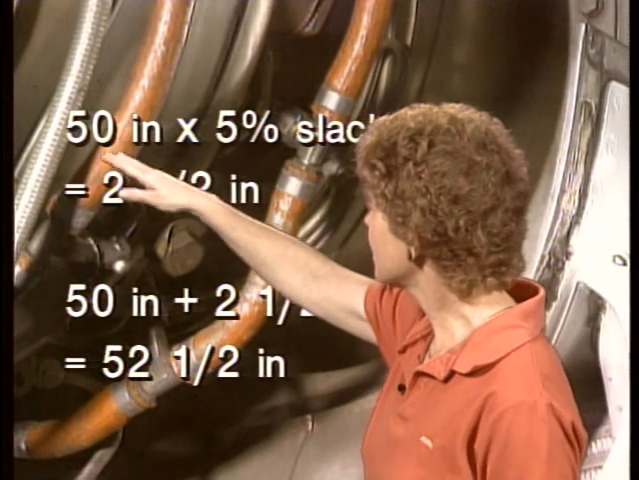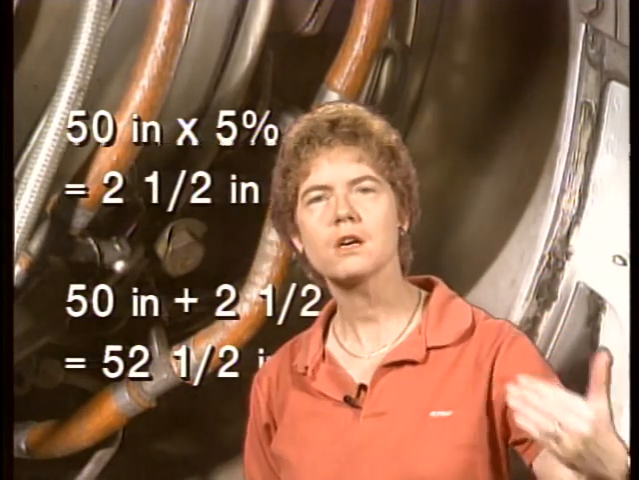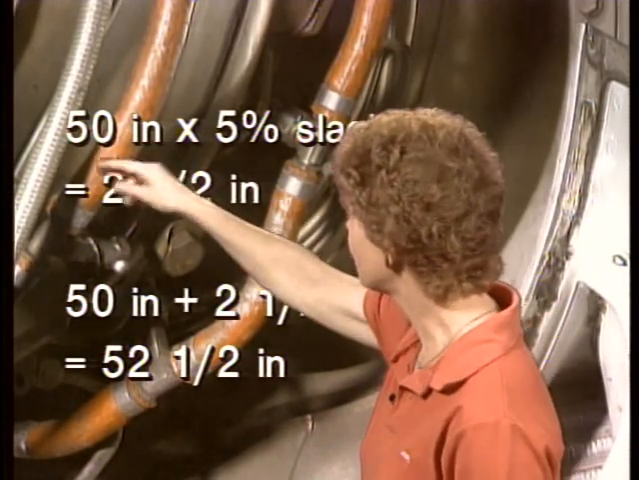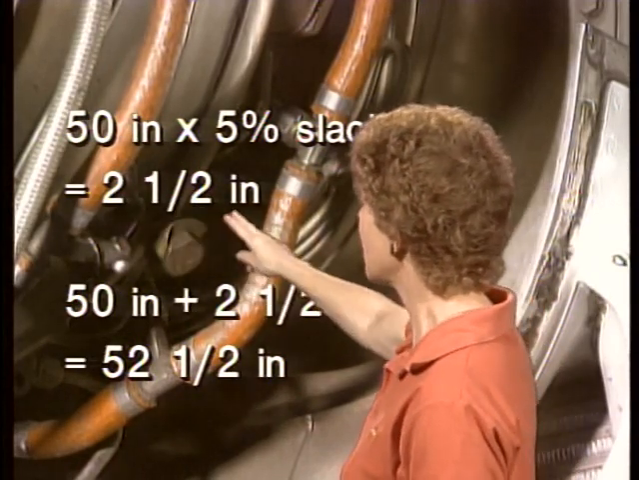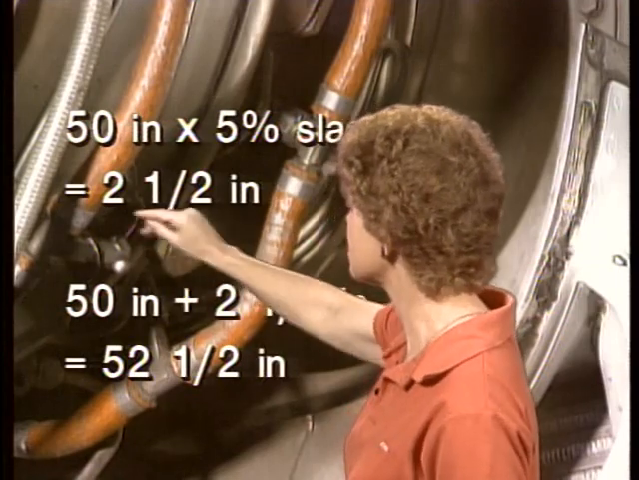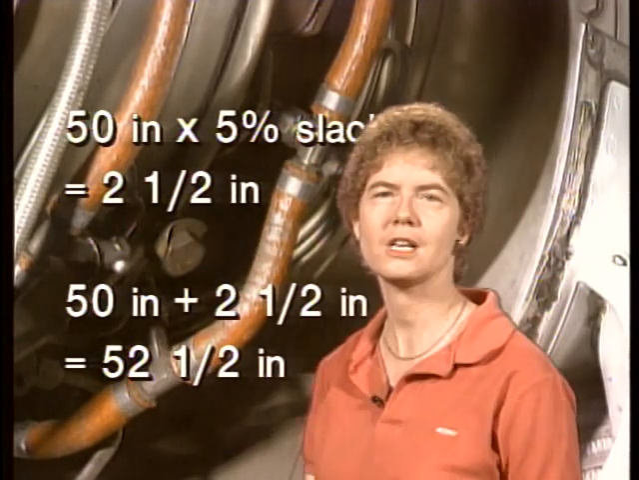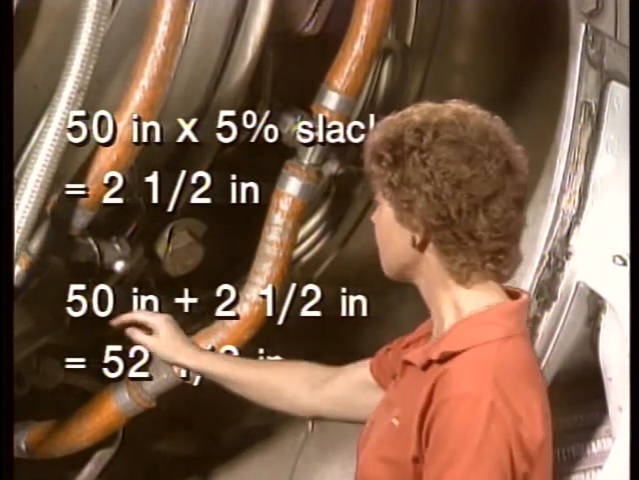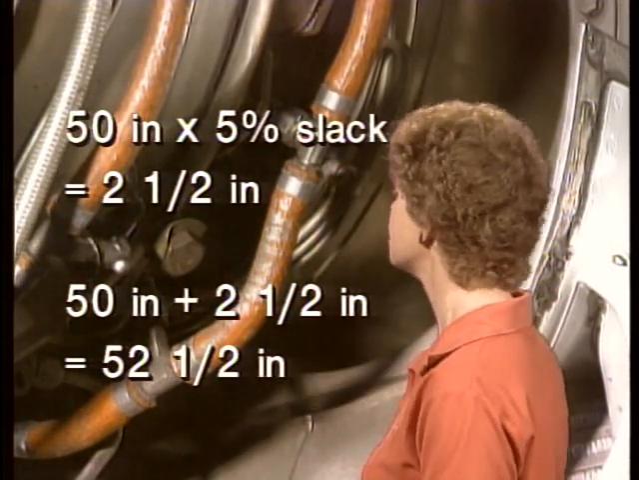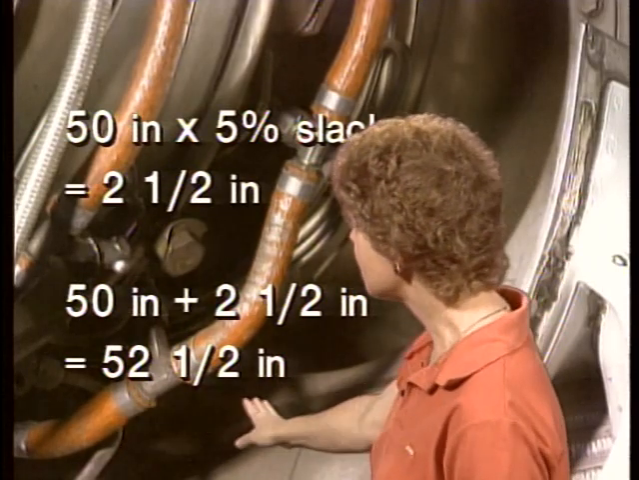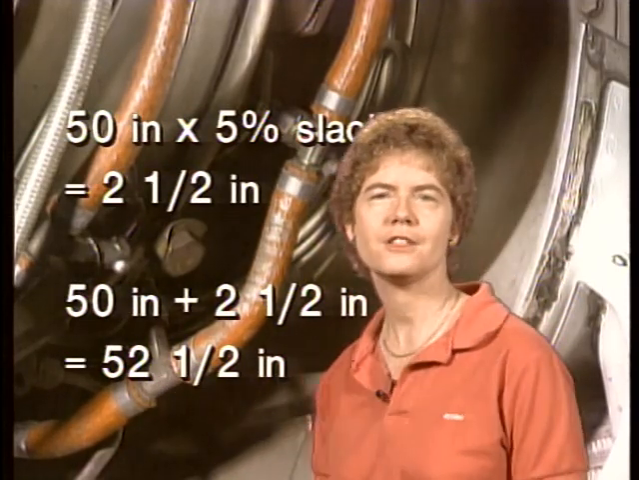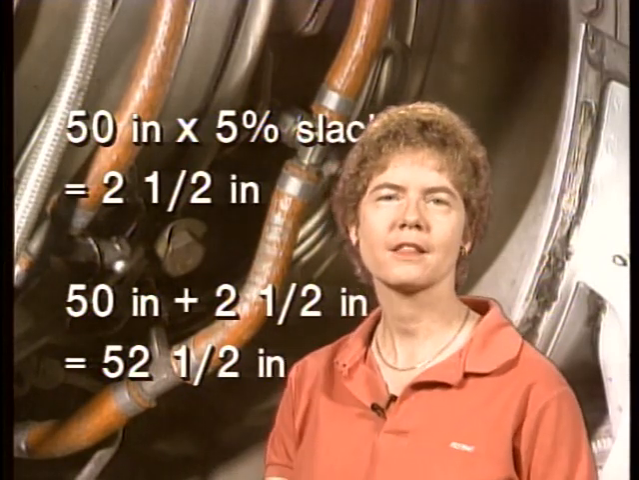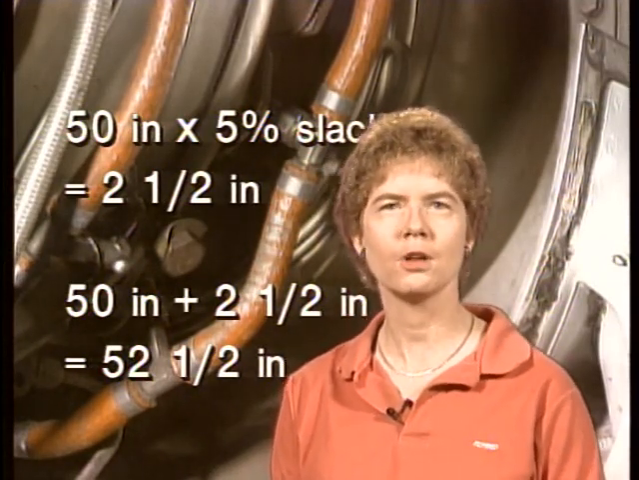The distance between the connectors is 50 inches. The minimum amount of slack is 5%. 5% times 50 inches gives you 2.5 inches. So 2.5 inches is the additional length the hose needs to have to allow for the minimum amount of slack. And 50 inches plus 2.5 inches for the slack gives you a minimum hose length of 52.5 inches to make that connection with the minimum slack that you have to have in the flexible hose.